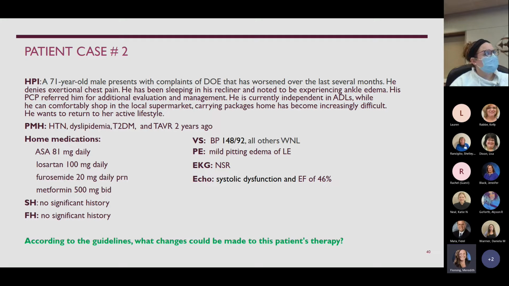So he's just taking the furosemide PRN. Does anybody have any suggestions? I would probably switch his losartan to Entresto, have him take a higher dose of furosemide every day, and then maybe consider adding an SGLT2. I personally don't like to make too many changes at once, so I'd probably do that first and then add on the SGLT2 a little later on. Sure, I think that's reasonable.